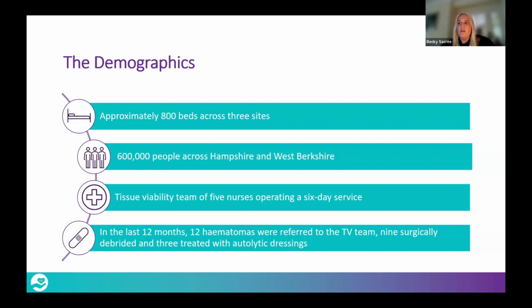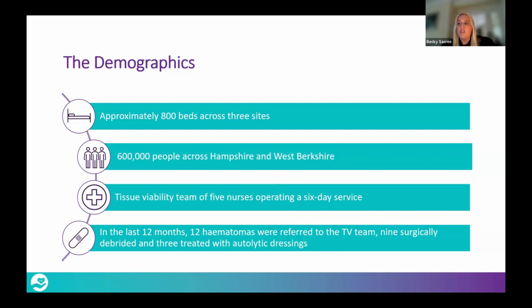Our organisation operates over 3 sites, including 800 beds. We serve a population of 600,000 people across Hampshire and West Berkshire. We're a dedicated tissue viability team of 5 nurses and 2 healthcare support workers offering a 6-day service. In the past, we've faced considerable challenges with treatment of haematomas.